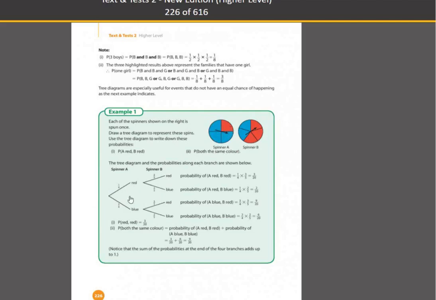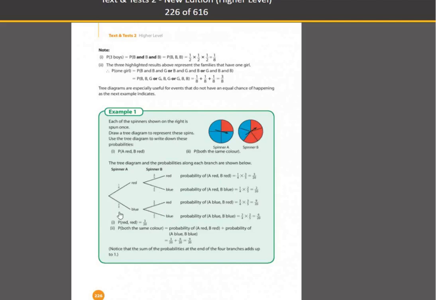So if it landed on red, and we then spin the second spinner, what are my outcomes or options here for the result of this? Well, again, it is a red or a blue. So again, red or a blue. And the same thing if I landed on blue the first time and I spun the second one, well, again, I'm going to get either a red or blue for the second spinner.